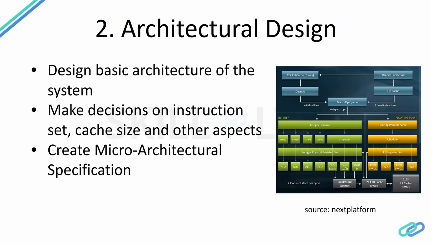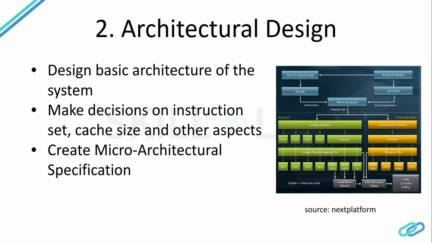The next step in the VLSI design flow is the architectural design. So in the next step, basically what happens is that a basic architecture of the system is created, and certain decisions are made on the instruction set, cache size, and other aspects. These are mostly related to the processor. Let's say you are using an ARM kind of processor. There are certain decisions which you have to make, what kind of memory internally it has, and what kind of cache you want to store.